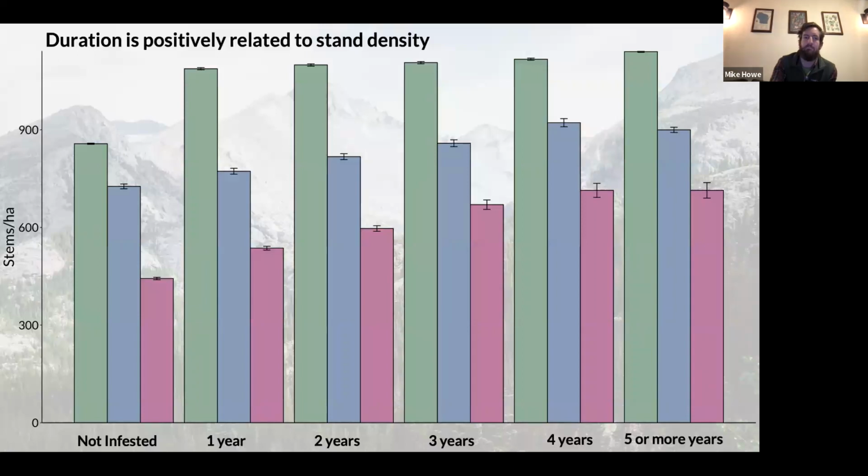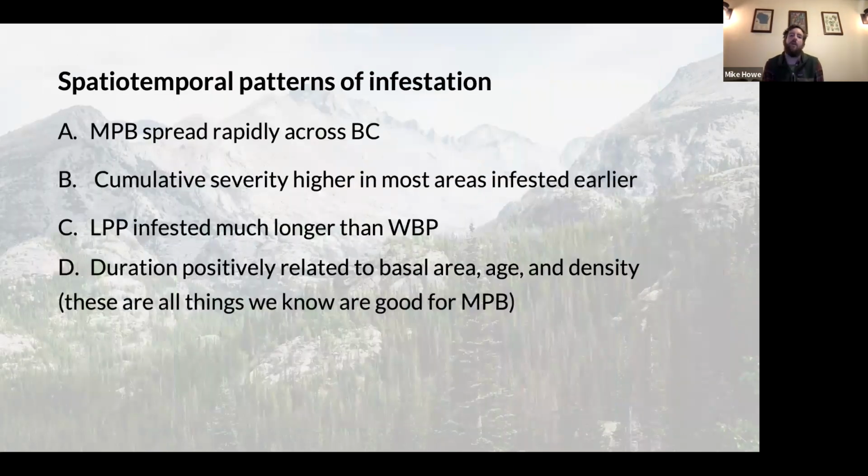Okay, so ultimately we saw that mountain pine beetles spread rapidly across BC. Cumulative severity was higher in most areas infested earlier, and lodgepole pine was infested much longer than whitebark pine. We also see that duration of infestation was positively related to basal area, age, and density, which are all things that we know are good for mountain pine beetle.